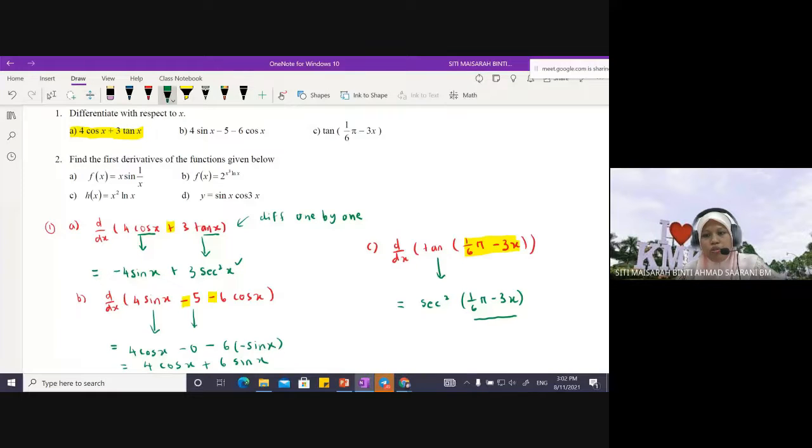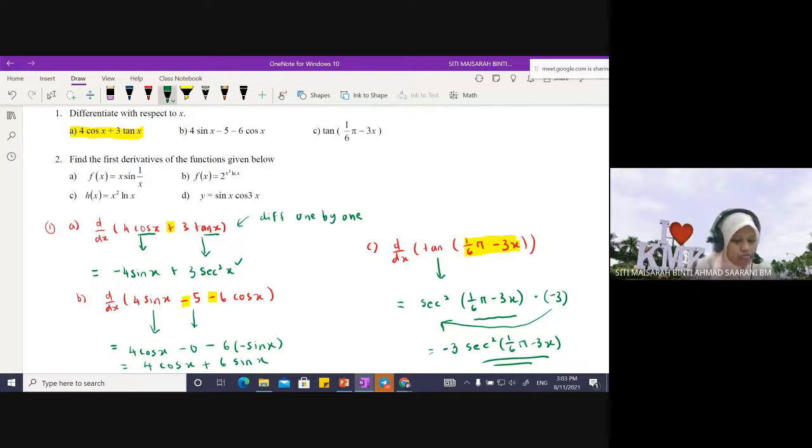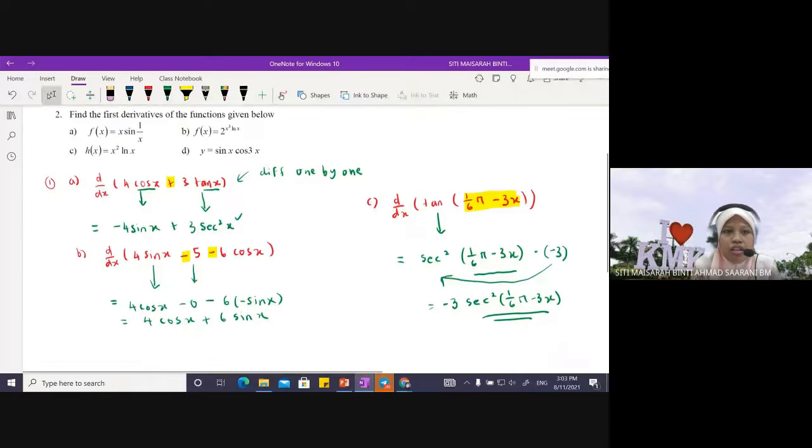So differentiate pi over 6 become 0. Differentiate negative 3x, we get negative 3. Multiply by negative 3. So finally kalau ni constant bawa ke depan. Constant letak depan lah. So dapatlah negative 3 secant square pi over 6 minus 3x. Inilah jawapan dia untuk C.